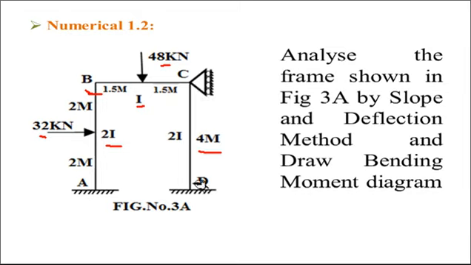Then CD is a vertical column, length is 4 meter, there is no load, and moment of inertia is 2I. Now about the support. A is a fixed support, at D again there is a fixed support, at C there is a roller support, but it will not allow any sort of translation because this one is a vertical column and at D the support is fixed one.